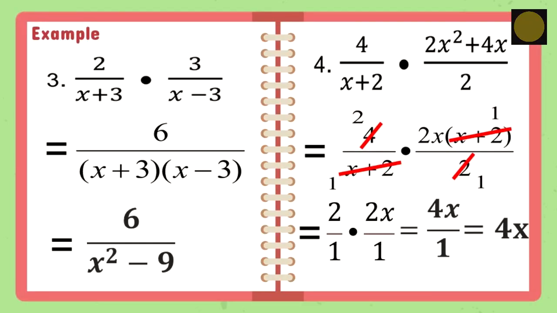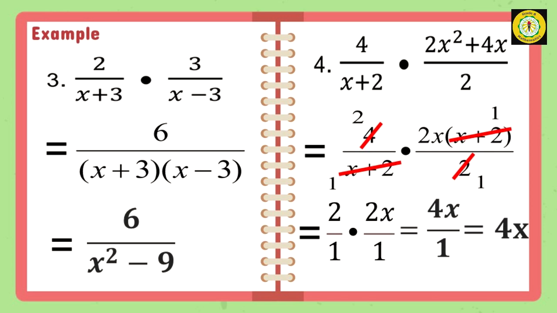Example number 3. 2 over x plus 3, multiplied to 3 over x minus 3. Since there are no common factors, multiply the numerators and denominators. 2 times 3 is 6. x plus 3 times x minus 3 is x squared minus 9.